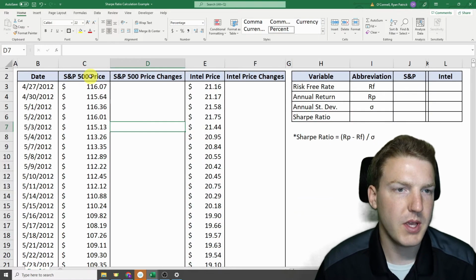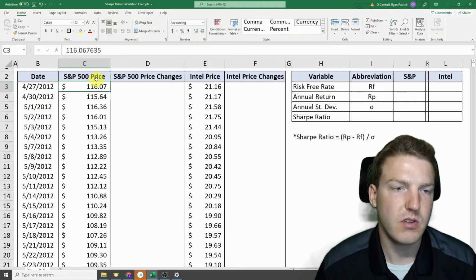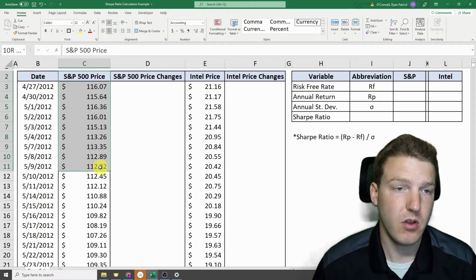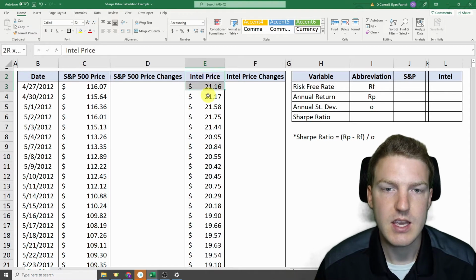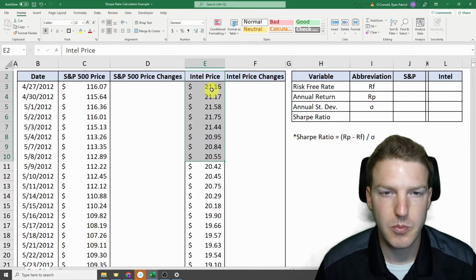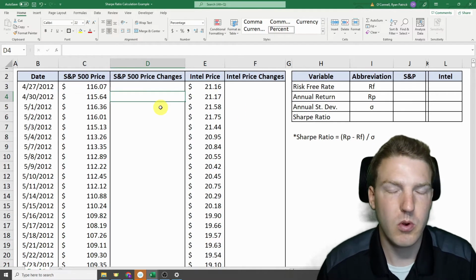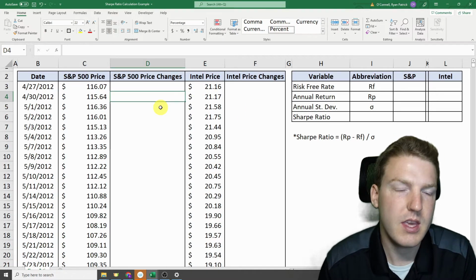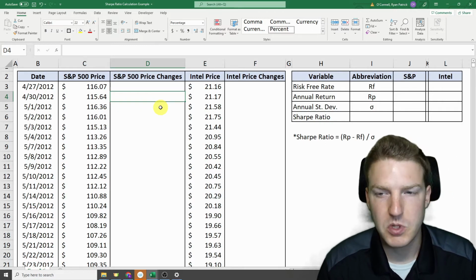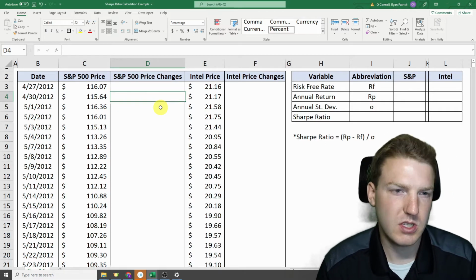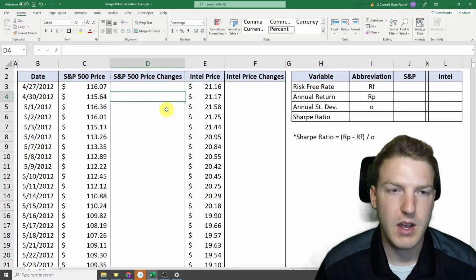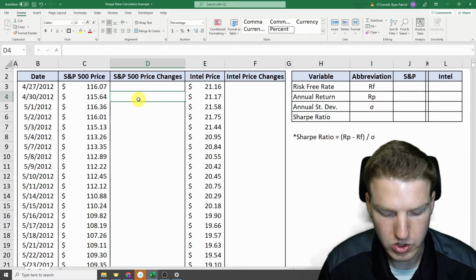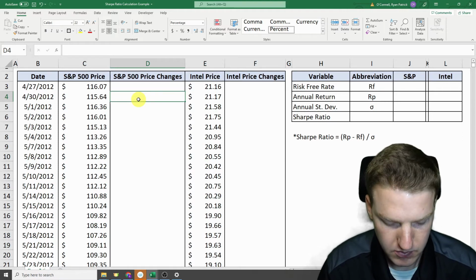So here you can see we have the adjusted close stock prices for the last 10 years for both the S&P 500 index or the SPY ETF, and then the Intel stock price. So we're going to compare Intel's stock price performance over the last 10 years with the S&P 500 performance to see if Intel would have been a good stock to have held for the last 10 years relative to the market. And in order to find that out, we need to find the price changes for both on a daily basis for the last 10 years.